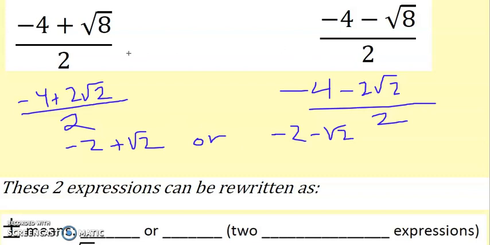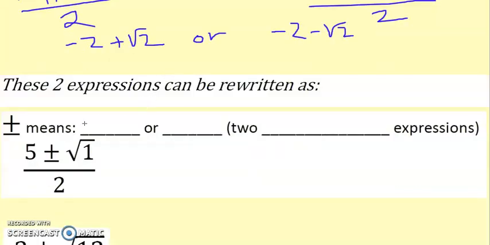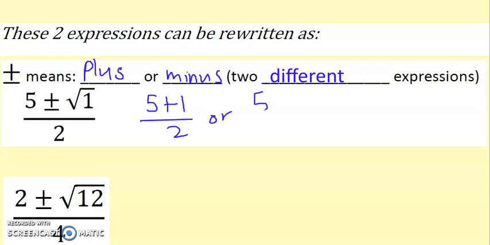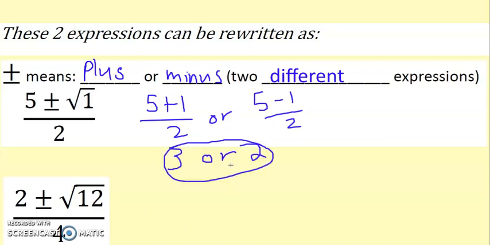When we have these two expressions, they can be rewritten with the plus or minus symbol. Let's write that down. So this is the plus or minus symbol. That means two different expressions. So we have 5 plus or minus square root of 1 all over 2. Well, the square root of 1 is just 1. We can rewrite this expanded as 5 plus 1 over 2 or 5 minus 1 over 2. If we simplify these, we get 3 or 2.